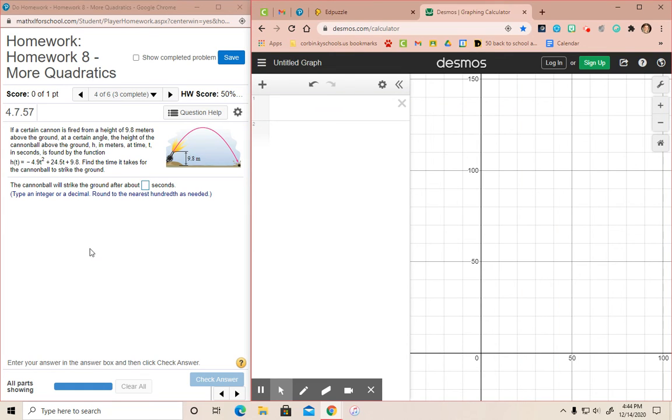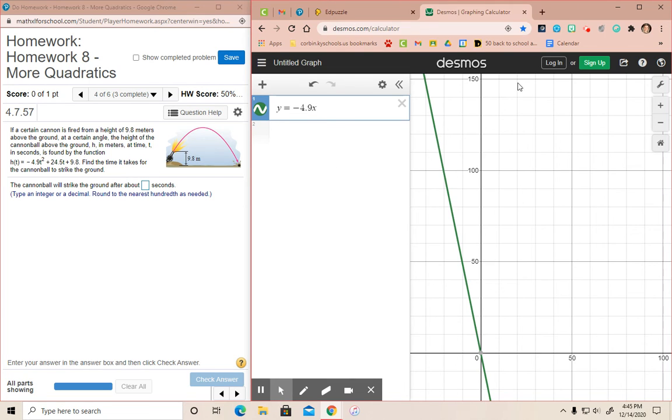All right, so number 4, we're given the problem: if a certain cannon is fired from a height of 9.8 meters above the ground at a certain angle, the height of the cannonball above the ground h in meters at time t in seconds is found by the function. Okay, and it wants you to find the time it takes for the cannonball to strike the ground. So again, we're just going to type this in, but we're going to use x and y. So y equals negative 4.9, or x squared.